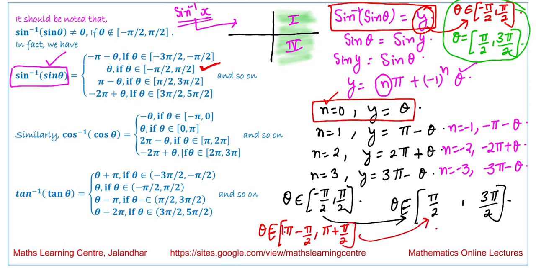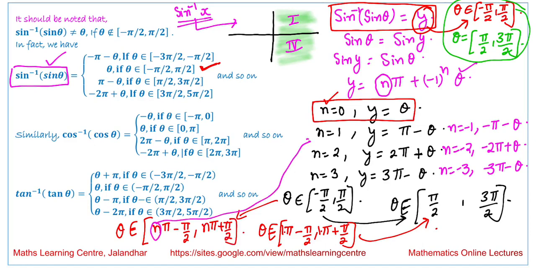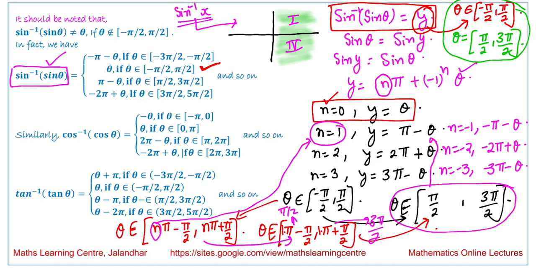The general interval we are saying is theta belongs to the interval n pi minus pi by 2 to n pi plus pi by 2. So these are the values of n basically we are considering over here. When we are considering the value of n is equal to 1, the interval formed is pi minus pi by 2, that is pi by 2 to 3 pi by 2. This is the interval we are talking about. The answer in this case will be pi minus theta.